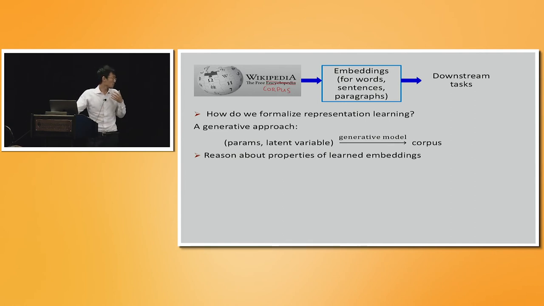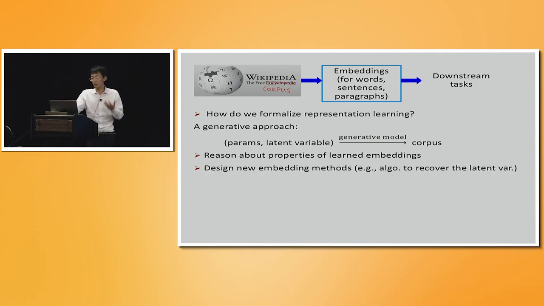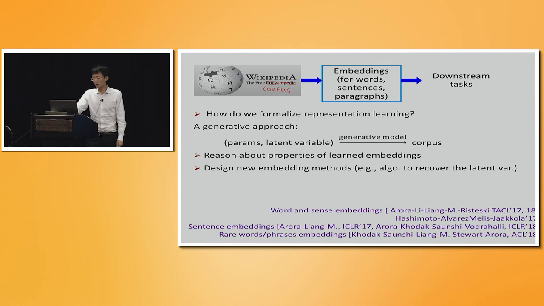We can show that different word embedding methods could possibly give results on some downstream tasks, like an analogy task. And we could possibly design new embeddings. For example, if we have such a generative model in hand, then you can say, maybe my embedding should be the latent variable, and I can try to recover the latent variable. This kind of philosophy is used in a sequence of work about word embeddings, sense embeddings, and sentence embeddings. And recently, we also have some work on how to embed rare words and phrases.